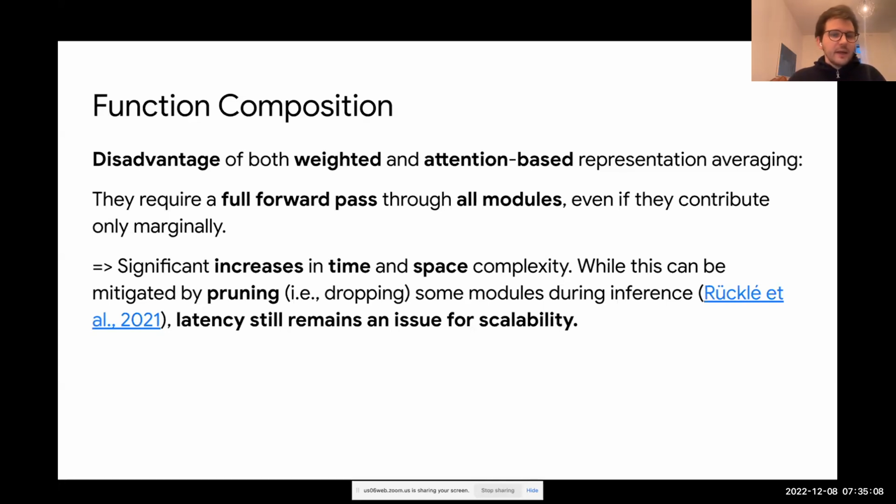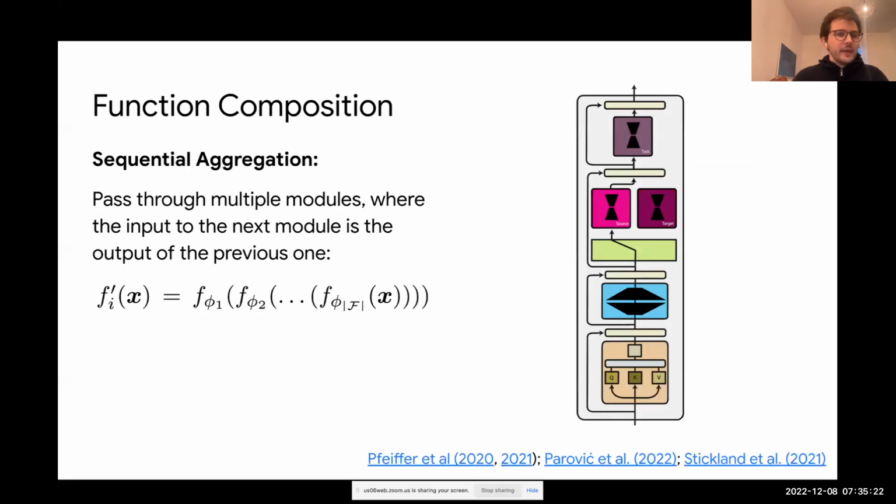Now, we can mitigate that slightly through pruning or dropping out modules during inference, but still, this latency issue is still existent for all these approaches. An alternative direction of how we can compose functions is a sequential aggregation. And that means we take the output of one module as an input to the next module, so we can sequentially pass our representations through multiple modules.